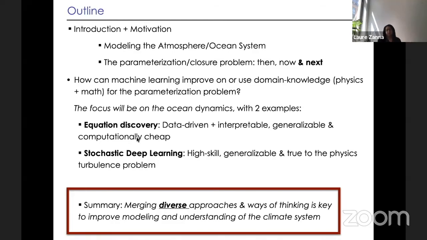One is called equation discovery. So we're going to discover differential equations using machine learning for those processes that we can't represent. And so, the beauty of that is you have a mathematical expression. So, technically you can explain it and you can represent it and all those things. So that's great. We usually feel quite happy about this, and it's computationally cheap.